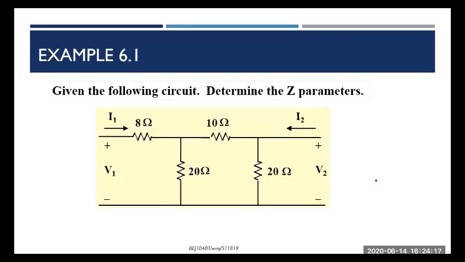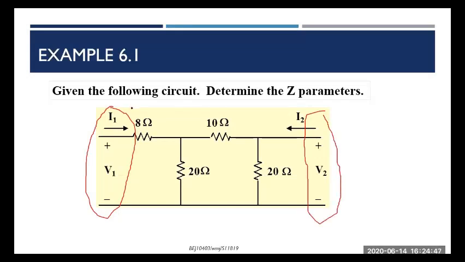In example 6.1, we are given the following circuit. We have this equation. Please determine the Z parameter. So in order to get the Z parameter, you need to analyze the circuit with any theorem that you know or have already learned. Okay, so we look into this. Definitely this part will be your input port, and the V2 here will be your output port. So the one that you want to solve is actually at this part, from 8 ohm to 20 ohm.